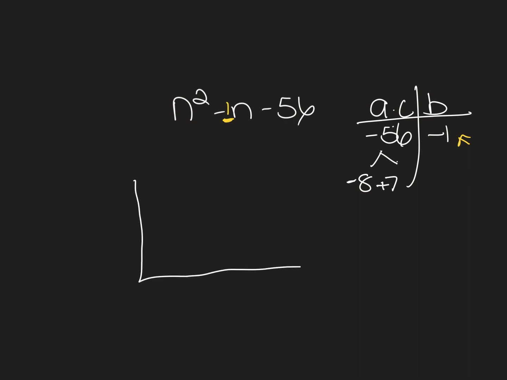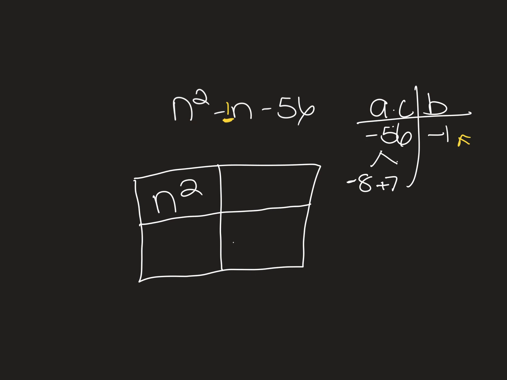From here, I'm going to factor using the box method. So I have my n squared, negative 56. And then I'm going to fill my diagonal boxes with these two factors here. So I'll put my negative 8n here, and then my positive 7n here.